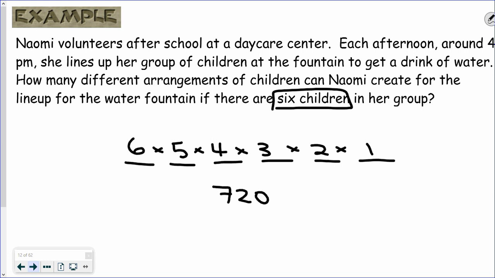Again, I want you to notice that each time the number of options goes down by 1. Right, I start with 6. This one is 6 subtract 1, giving me 5. This one's 5 subtract 1, giving me 4. Right, then 4 subtract 1, then 3 subtract 1, then 2 subtract 1, all the way through.